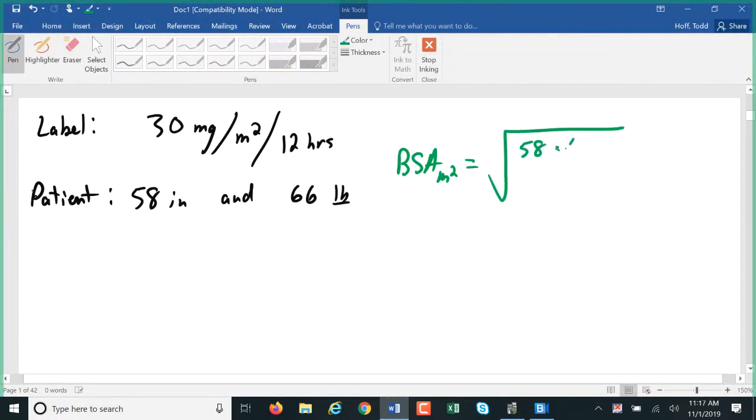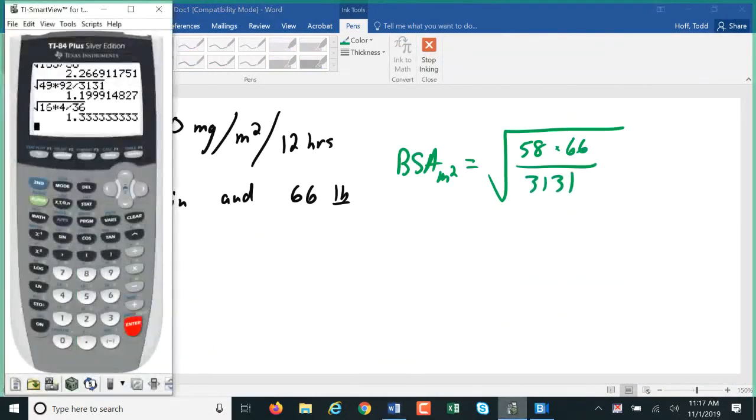58 times 66 over 3131, square rooted. So, the square root of 58 times 66 divided by 3131. That will round to 1.11.